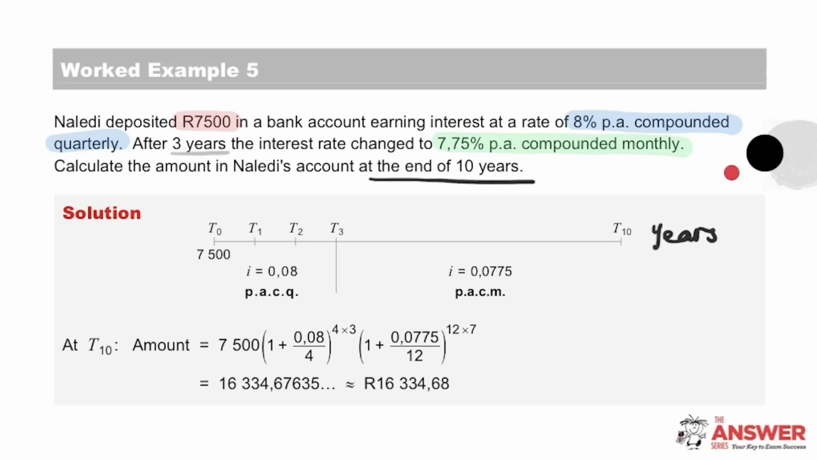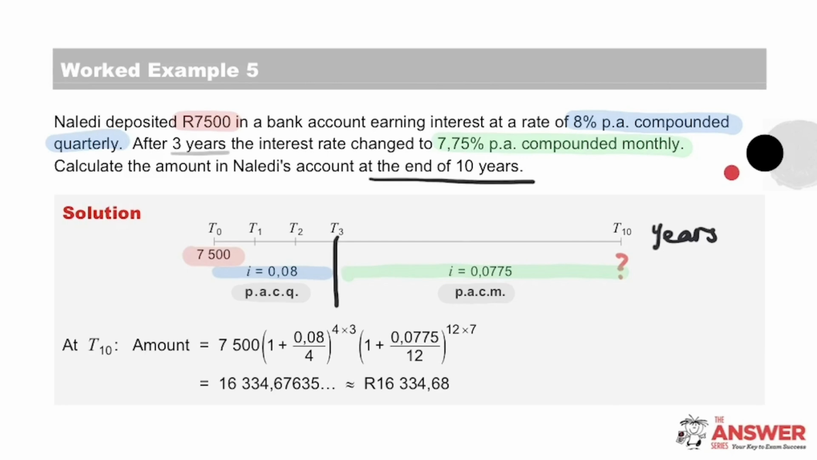The first thing to note on this timeline is that our time periods are years. Then the initial deposit gets filled in at T0. The interest rates are each entered in their time interval with a clear vertical line at T3, indicating where the interest rate changes. This stands for per annum compounded quarterly, and this per annum compounded monthly. Remember, we have been asked to calculate what is in the account at the end of the 10 years. In other words, how much is in the account at T10.